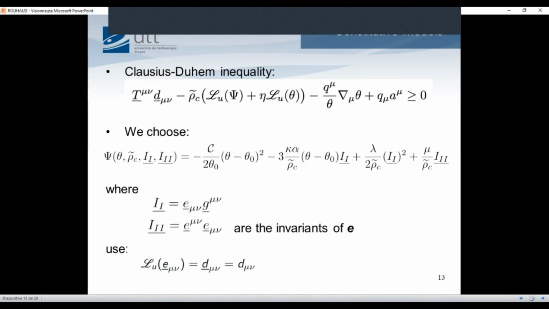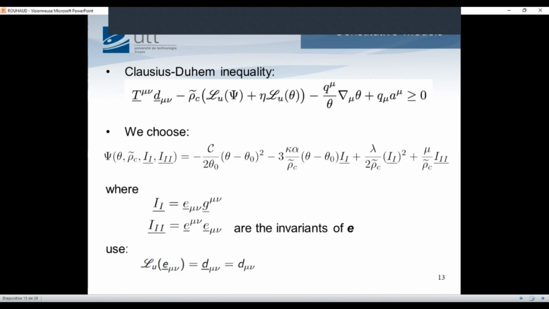Now, we take this free energy expression, replace it here, compute the Lie derivative of these terms, and doing so, we will see that the Lie derivative of the strain tensor will appear, and we can demonstrate that the Lie derivative of the strain tensor is equal to the rate of deformation. In particular, the rate of deformation is a special quantity, meaning that its space projected value is equal to the rate of deformation itself.